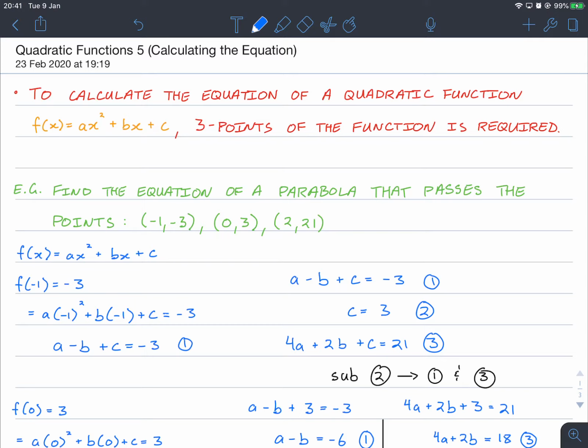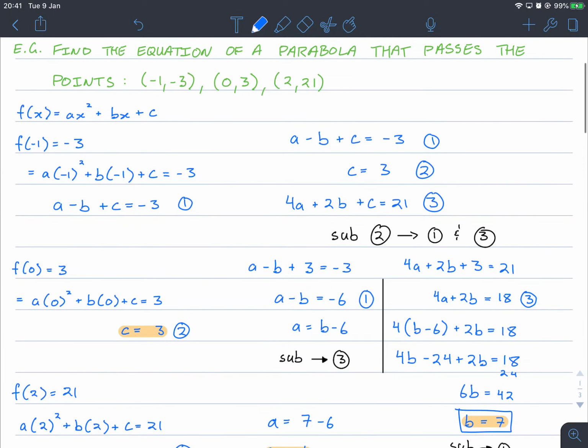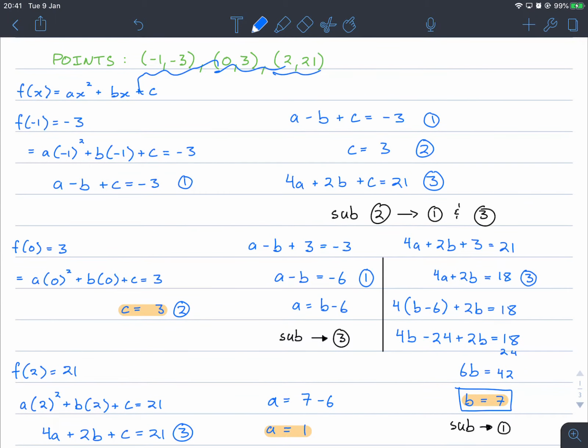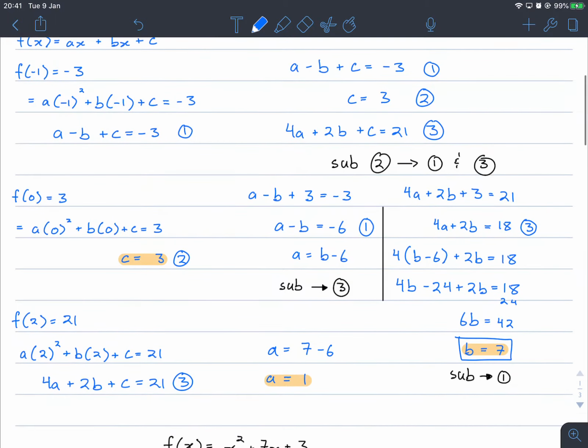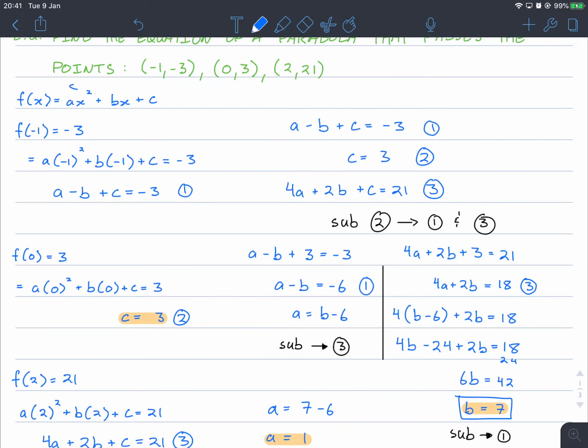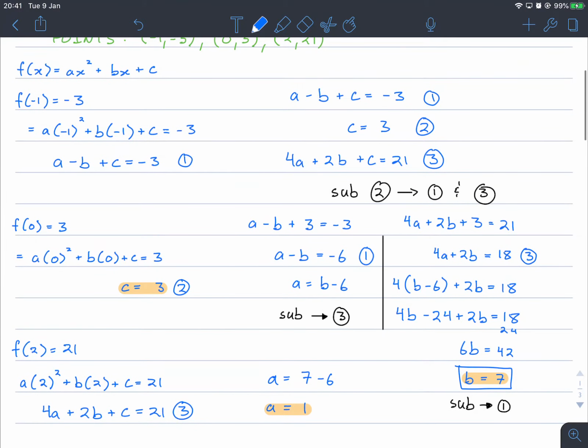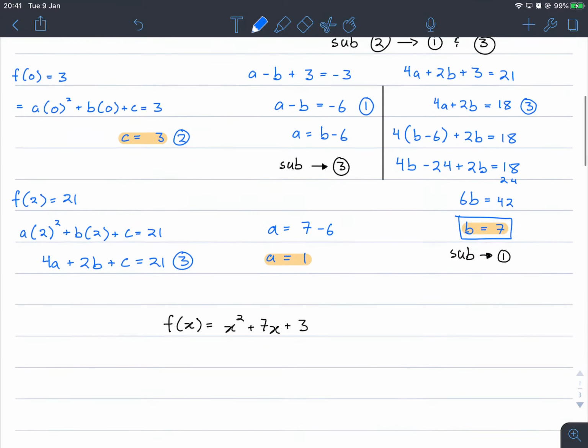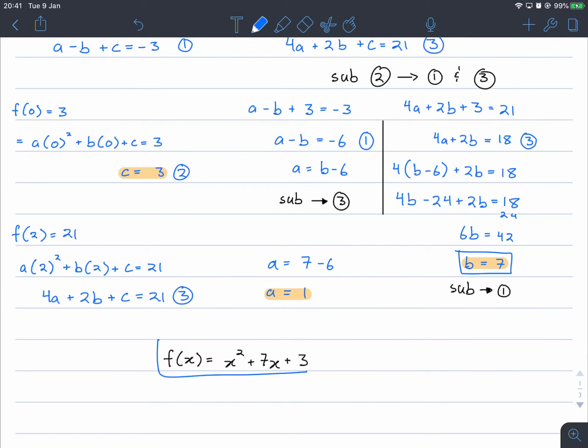This is just a continuation on calculating the equation of a quadratic function. In the previous video, you saw how we took the 3 points, substituted them into the expression ax squared plus bx plus c 3 different times, and then we came up with 3 different equations. And we solved them simultaneously until we found the 3 different values for A, B, and C, which gave us our final solution here.